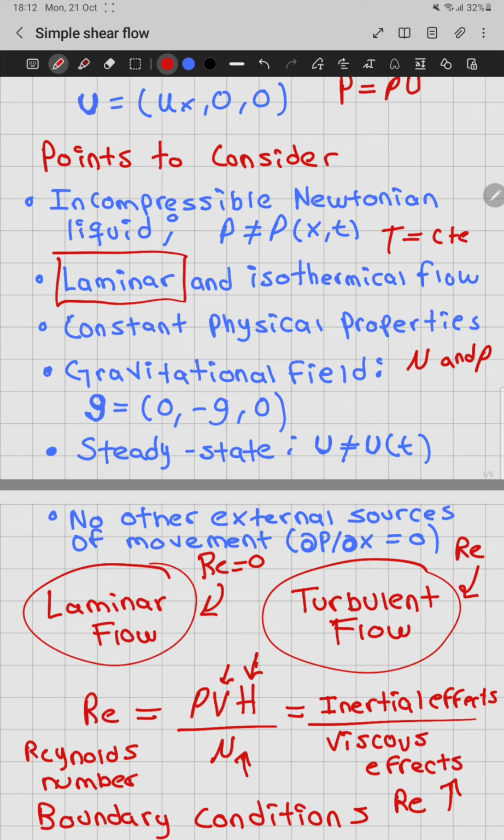We will be interested in the steady state solution. That means we are not going to care about what happens in the transient state. We want to find the solution when the system no longer depends on time. And also there are not going to be other external sources of movement.